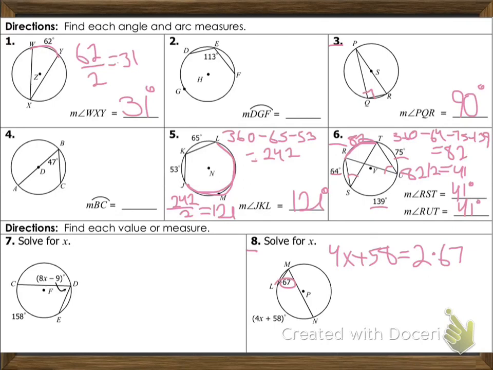Because remember, if I double the measure of the angle, it'll be the same as the measure of the arc. So we're going to have 4x plus 58. 2 times 67 is going to be 134. And then subtract 58 from both sides. So we're going to have 134 minus 58, which will be 76. Divide by 4. X is going to be equal to 19. And all we had to do was solve for x, so there we go.